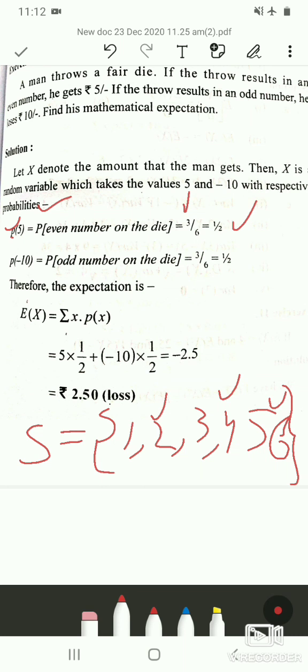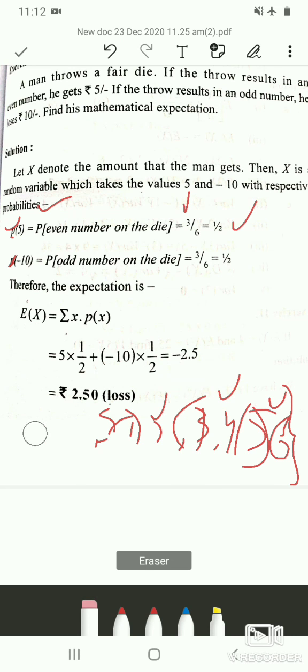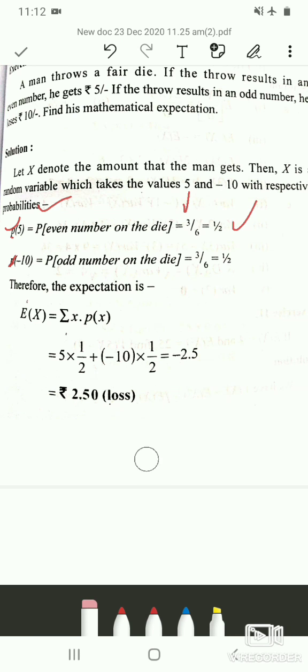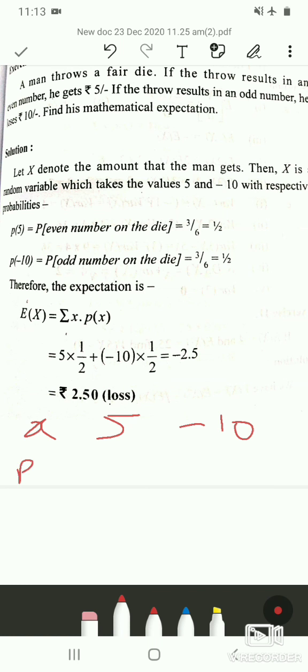The probability of 5 is 1 by 2, and P of minus 10 is the probability that an odd number appears on the die, which is 3 by 6 again, because there are 3 odd numbers, that is 1, 3 and 5. Therefore, the probability would be 3 by 6 again, which is 1 by 2. So now we can write it in the distribution form, where X is 5 and minus 10 and the respective probability is 1 by 2 each.